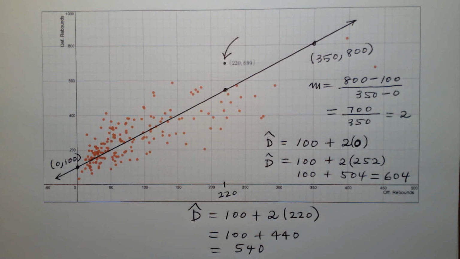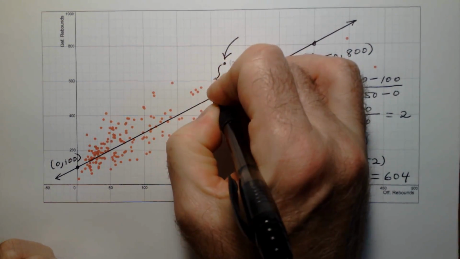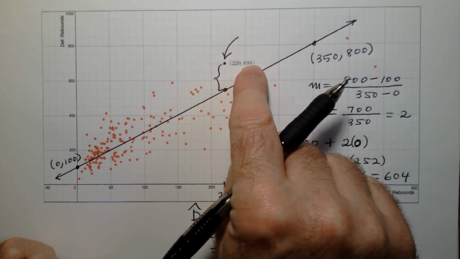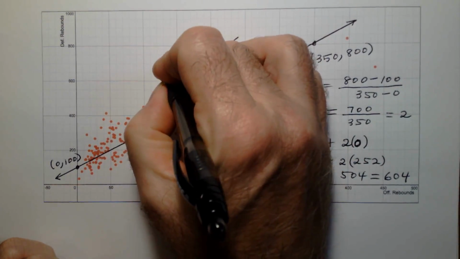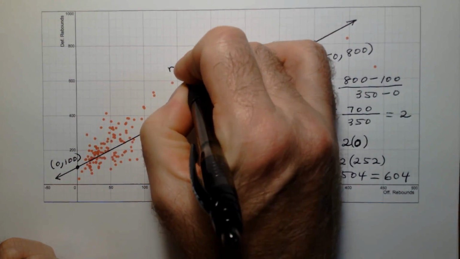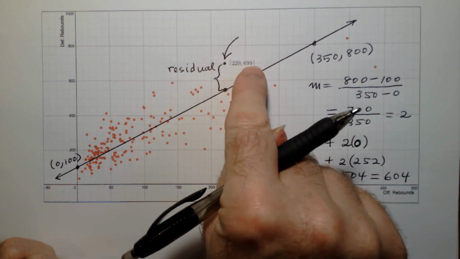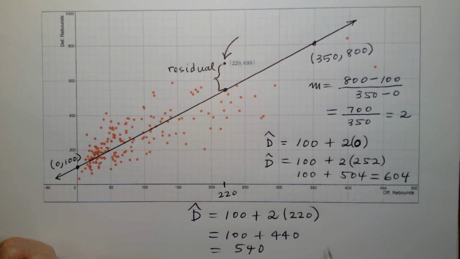defensive rebounds. So what we want to calculate now is this gap. The gap between what's predicted and what actually occurs in the data is called the residual for this data point. So this is called the residual. It's the residue, if you will. And the residual in this case is going to be the 699 minus the predicted 540.